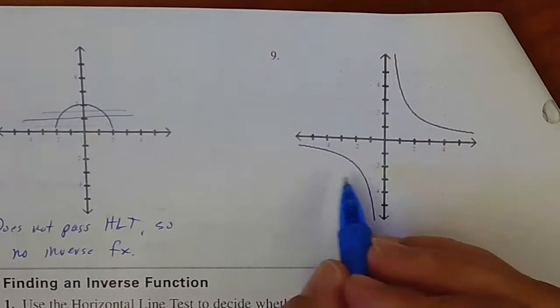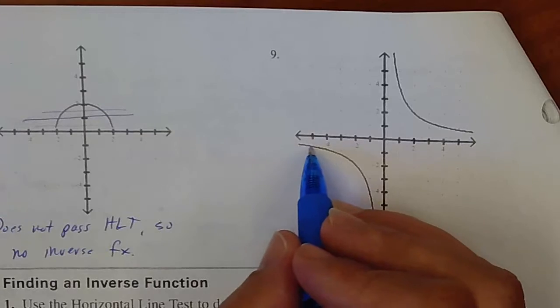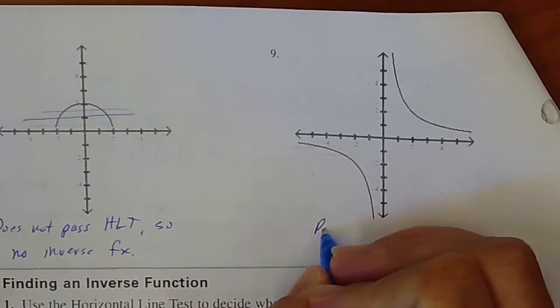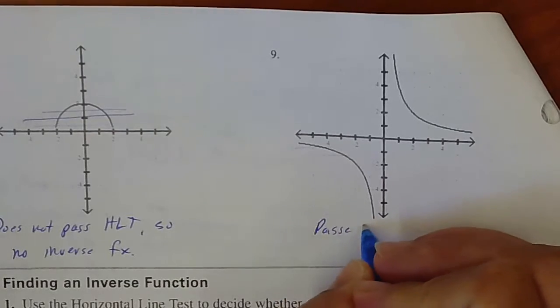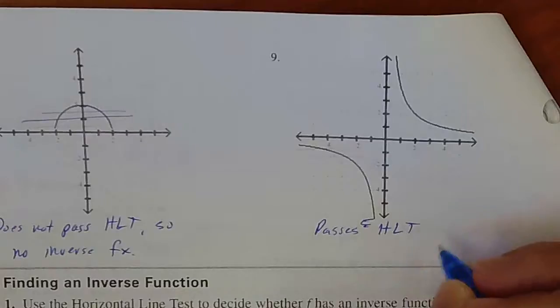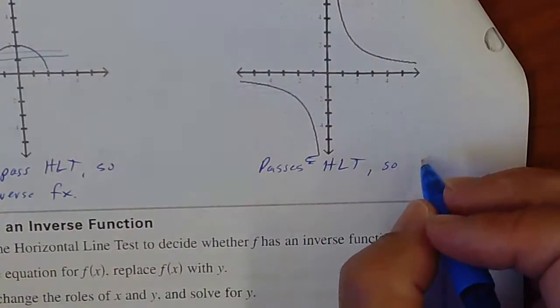Number 9, this does, right? This is going to continue to increase ever so slightly. Even though it looks like it's going to get horizontal, it's not. This will pass the horizontal line test. So it passes HLT. So it is 1-to-1, meaning it has an inverse function.